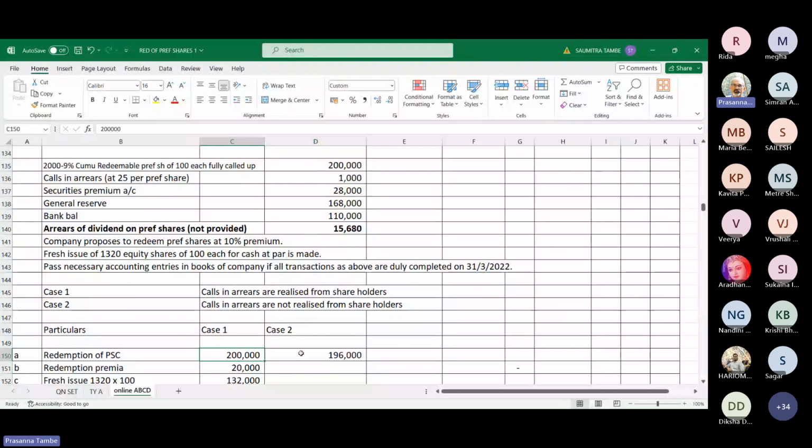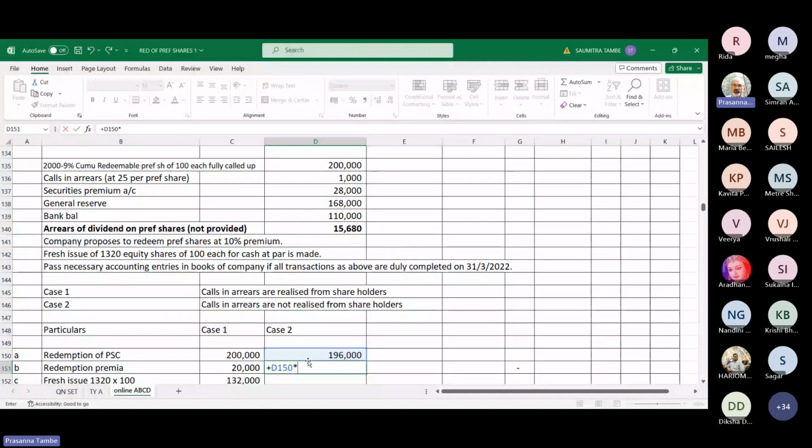These are 1960 shares. 40 shares are getting cancelled. Then we are left with 1960 shares. Each share is valued at 100 rupees face value. So 1,96,000. How much will be the premium on this? 10%. So premium is 19,600. Fresh issue remains the same, 1,32,000.